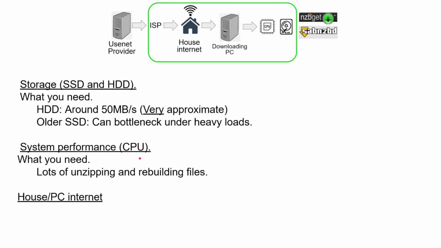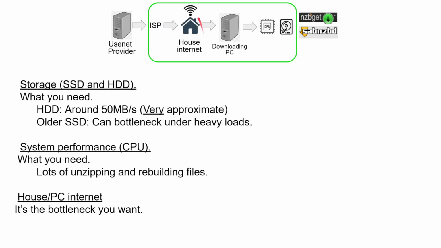The other thing that you need to take into consideration is your house or PC internet. It's the bottleneck you want, really. So what happens, as I said in the process, is it goes through your ISP and your house internet, and this is your ISP bill.